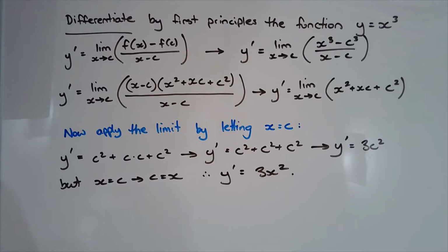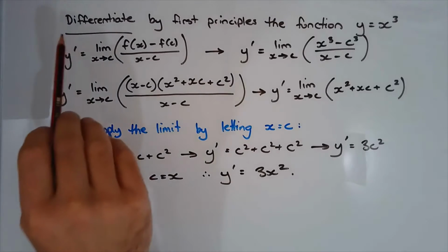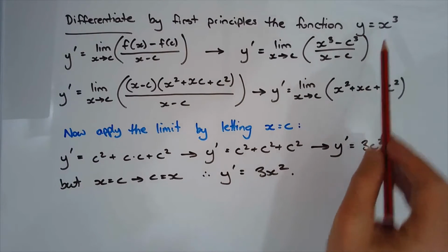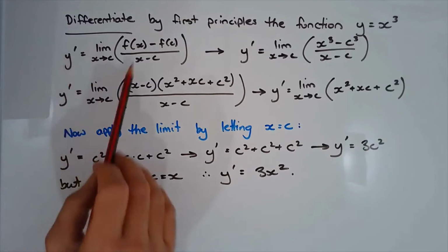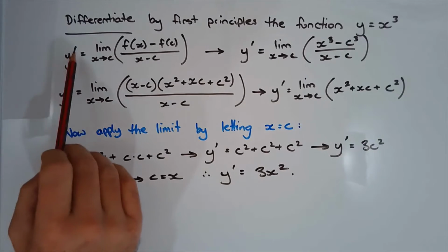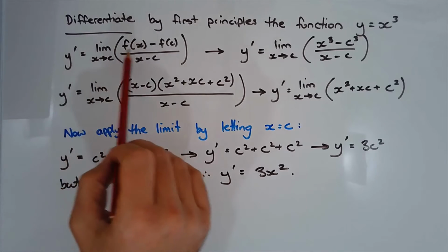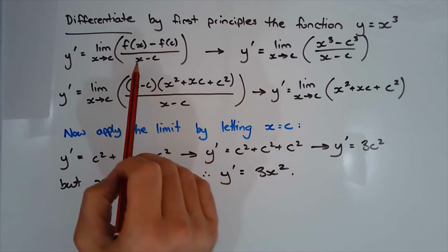In this video, we're going to look at another example of differentiation by first principles. So differentiate by first principles the function y equals x cubed. So the limit definition is stated as y dash, the first derivative, is equal to the limit as x approaches c of f of x minus f of c over x minus c.